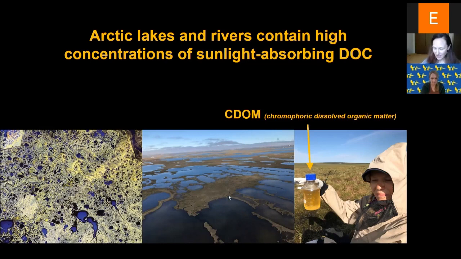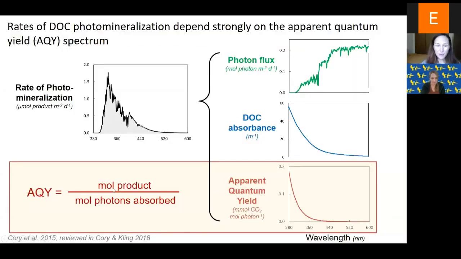So it's this last spectrum, this apparent quantum yield spectrum, that is the most difficult to measure and we know the least about. And photomineralization rates often depend most strongly on this apparent quantum yield spectrum. So again, the apparent quantum yield is just the mole product. In this example, the product is carbon dioxide produced per mole photons absorbed by the reactant, where in this case, the reactant is the light absorbing fraction of dissolved organic carbon.